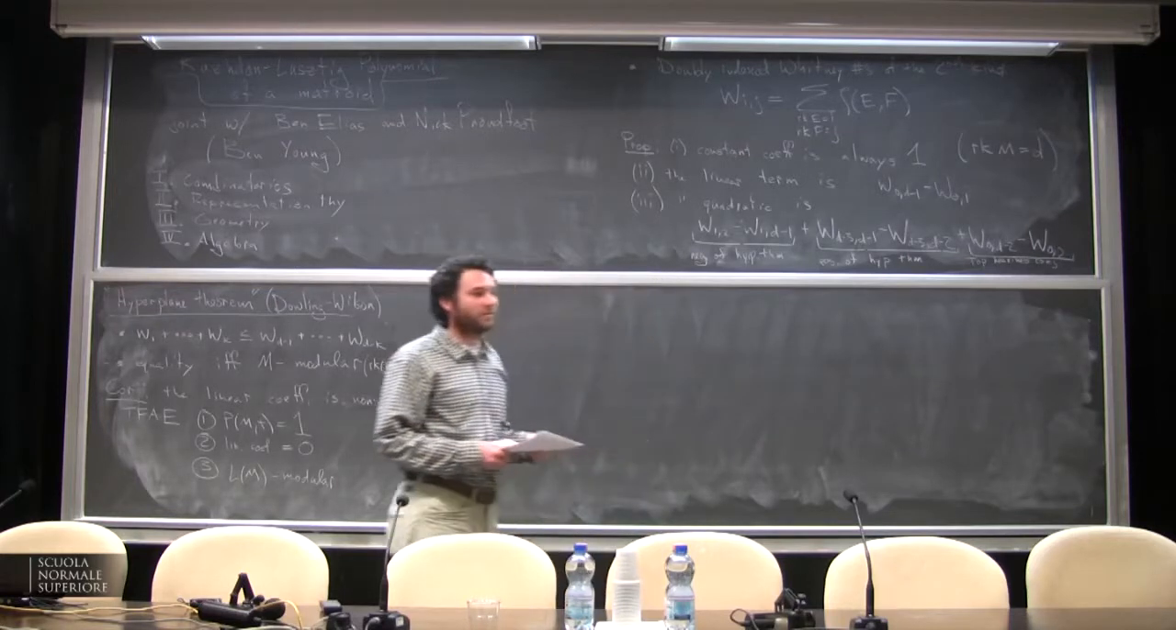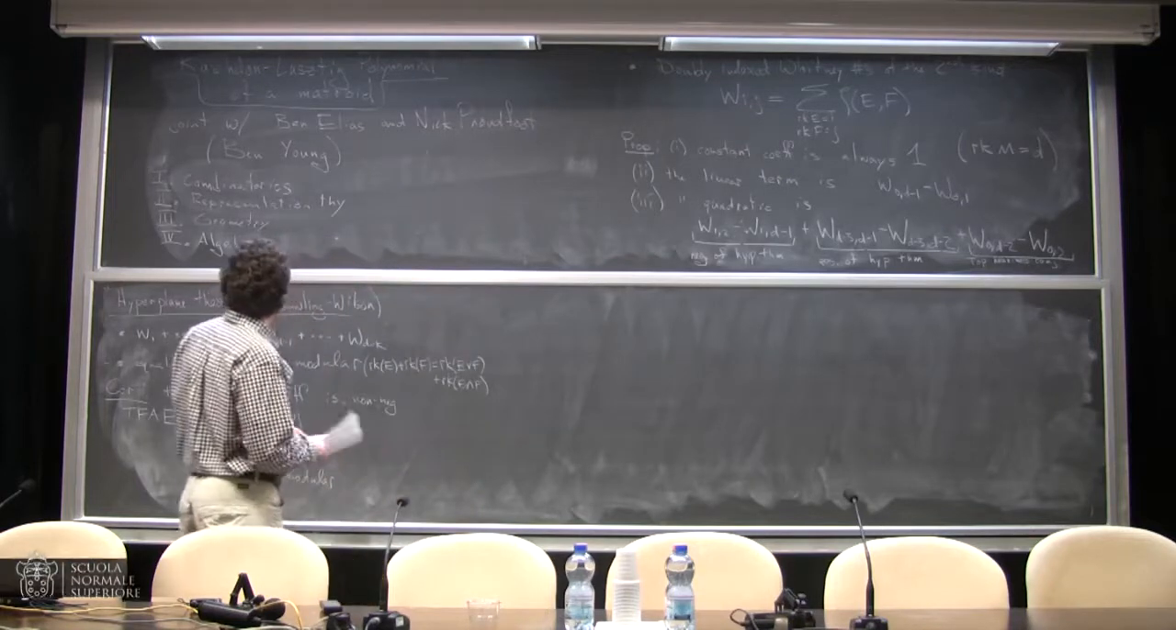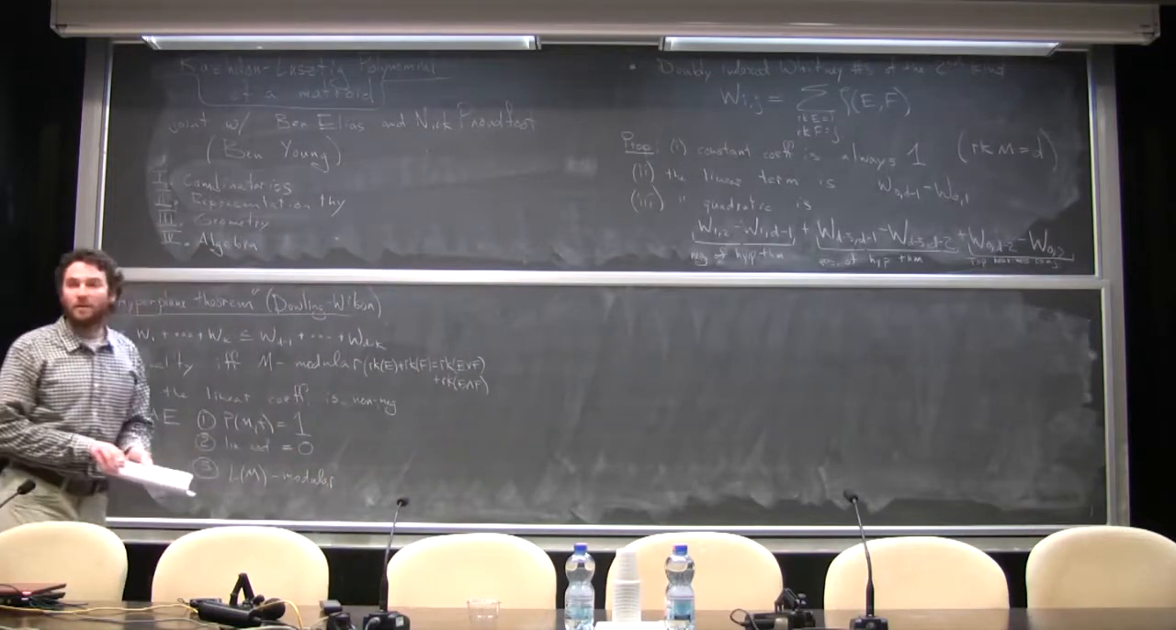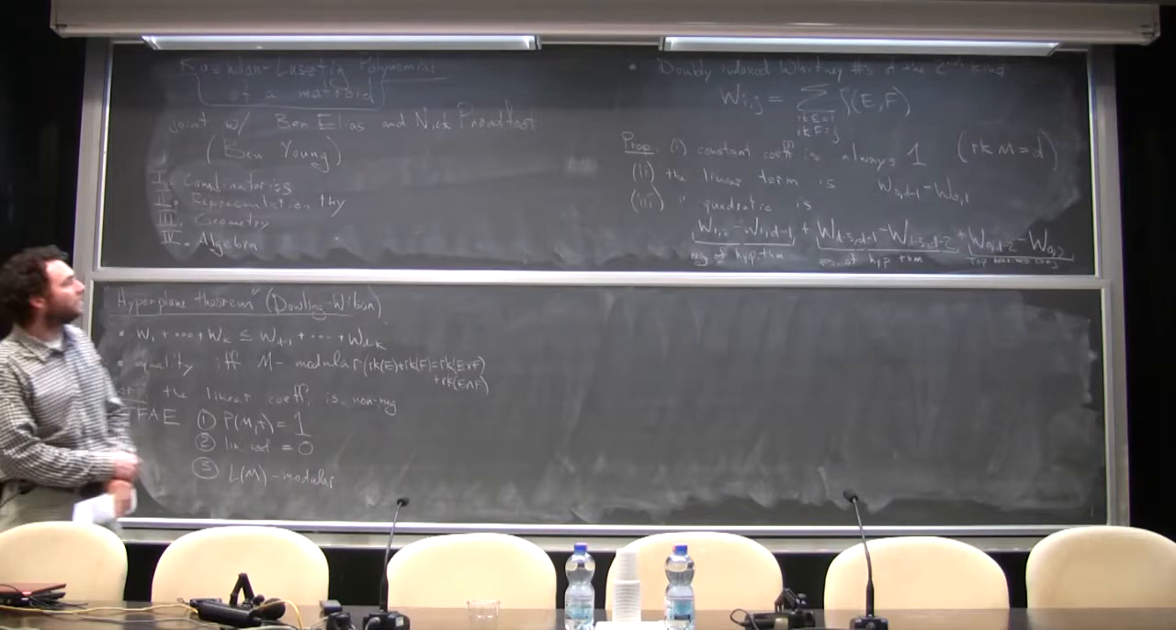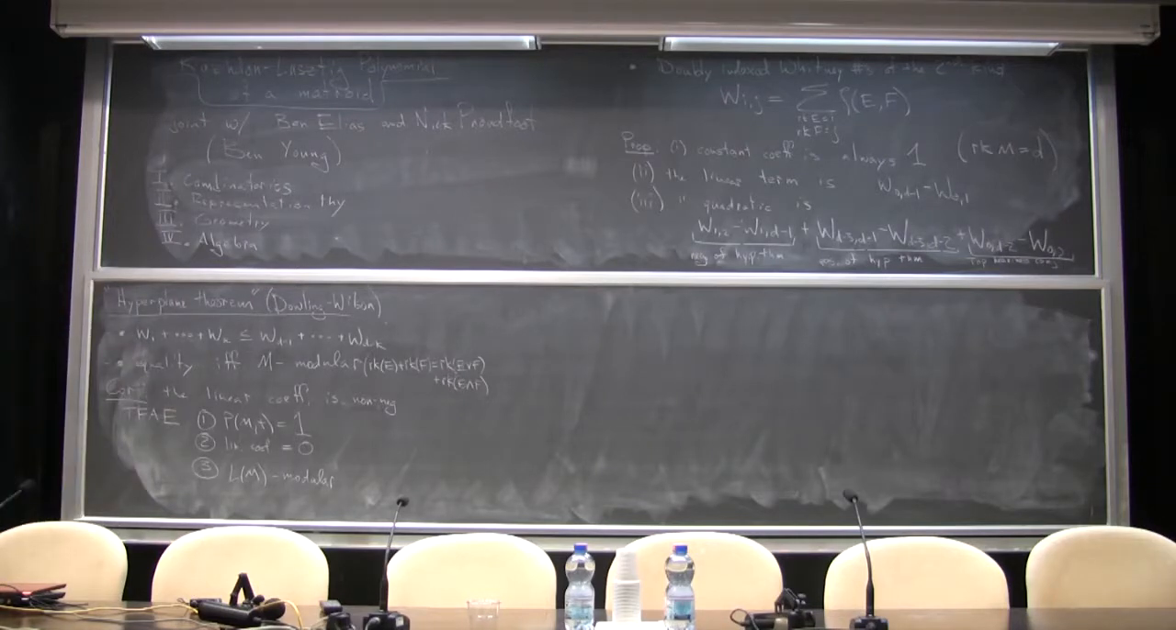Any questions? In part one, is there an analog, proposition part one? Yes. So for the Kazhdan-Lusztig polynomials, that's like the Möbius function in Bruhat order is plus or minus 1. What does it correspond to here? That's a good question.